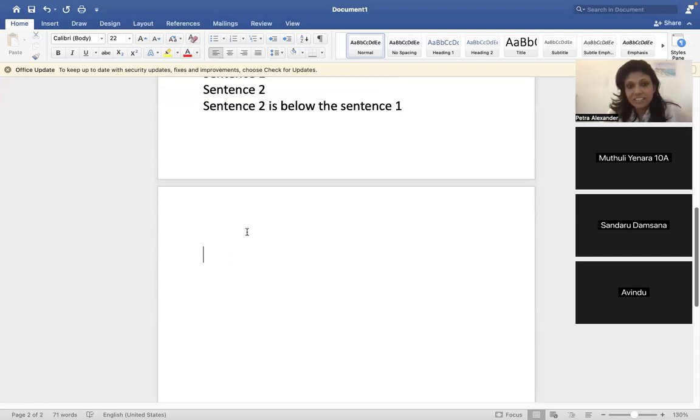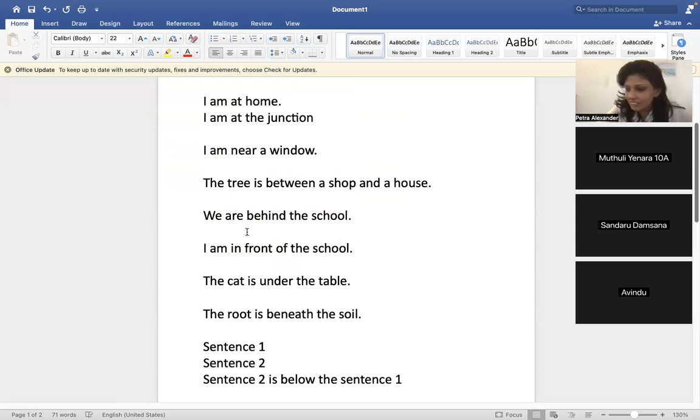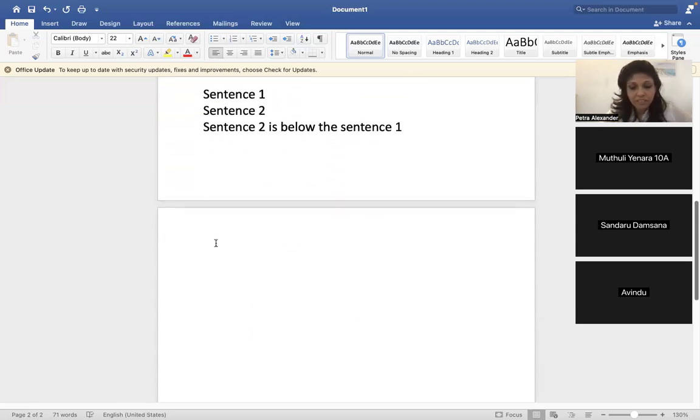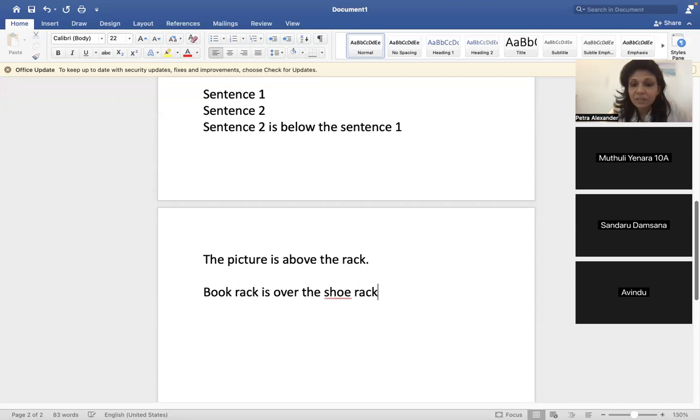Right. So likewise, in, on, below, right? So sentence 2 is below the sentence 1. Above. The picture is above the rack. Rack එකට උඩින් picture එක තියෙන්නේ. Or else you can say book rack is over also උඩින්. Over the shoe rack. shoe rack එකට උඩින් book rack එක තියෙන්නේ. Right?